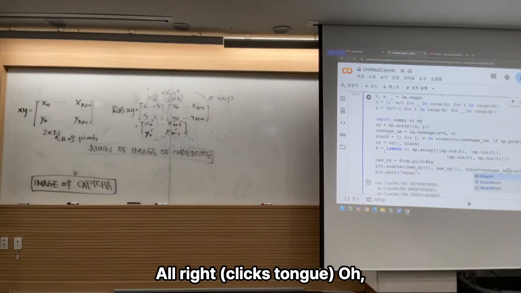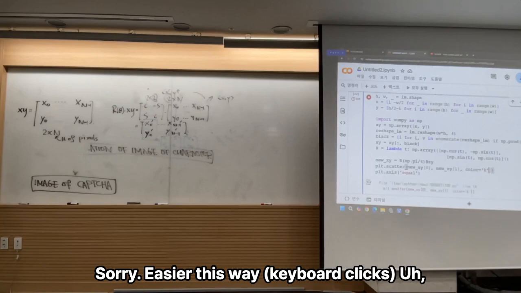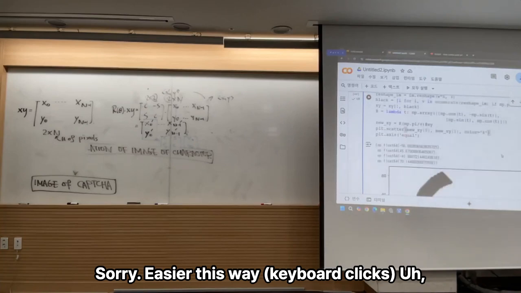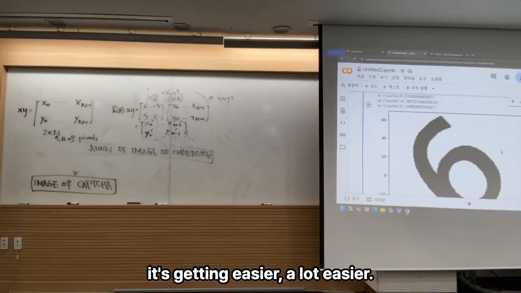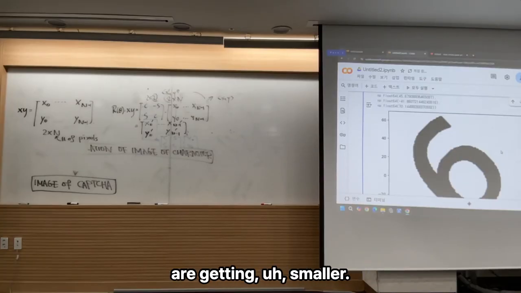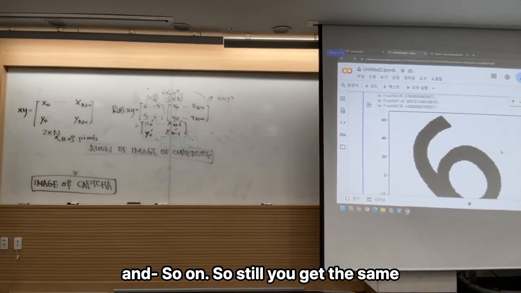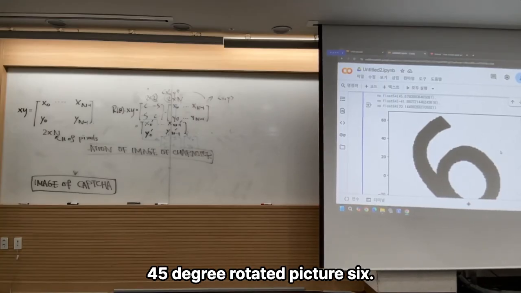All right. I don't really need this because it's always black, so I can just take K here. Sorry, it's easier this way. It's getting a lot easier. The reason it looks big isn't because it's really big, it's just because the x's are getting smaller. You can see it only goes up to 60 and so on. So you still get the same 45-degree rotated picture 6.